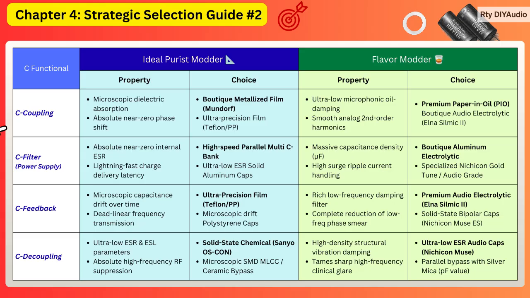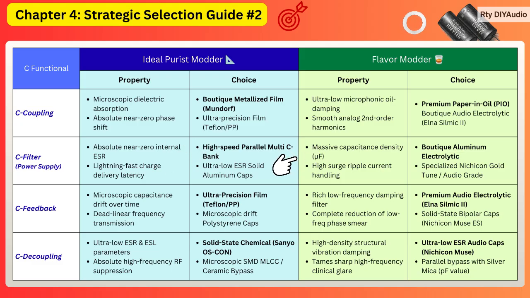For C coupling, a Purist demands microscopic dielectric absorption and absolute near-zero phase shifts using elite metallized film or Teflon. A flavor modder targets ultra-low microphonic oil damping and smooth, analog second-order harmonics utilizing premium paper and oil or silk fiber chemical formulas. For C filter power reservoirs, a Purist deploys a lightning-fast parallel multi-capacitor bank of ultra-low ESR solid aluminum caps to slash charge delivery latency.